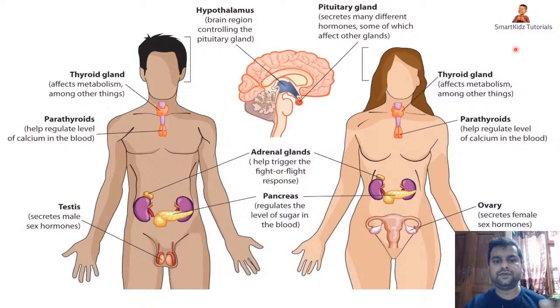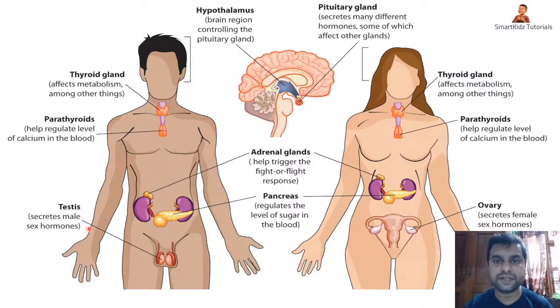So here we have a look. Here is a male body and this is a female body, and more or less they are the same, except that the sex hormones would be different. Males, as we have studied in reproduction, have testes, and females have ovaries. The ovaries secrete female sex hormones, and the testes secrete male sex hormones.